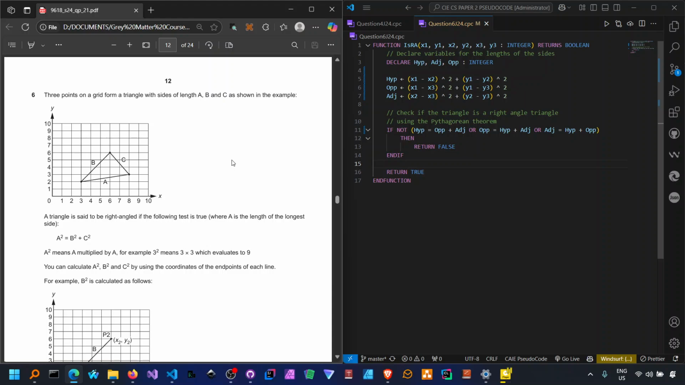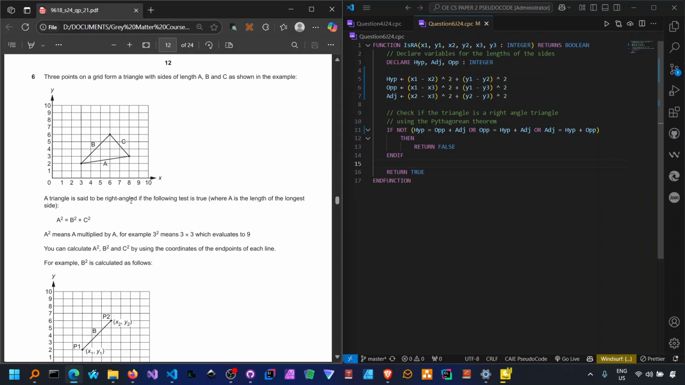So it says here that 3 points on a grid form a triangle with sides of length A, B, C, as shown in the example right there. So this is the example of the triangle. Then a triangle is said to be right angled if the following test is true: A, that is the longest side, squared is equal to the sum of the squares of the other two sides.